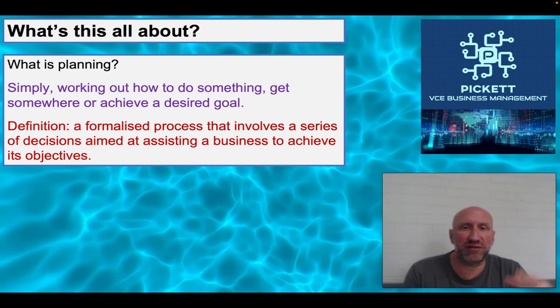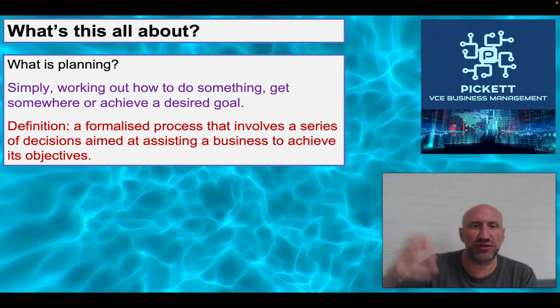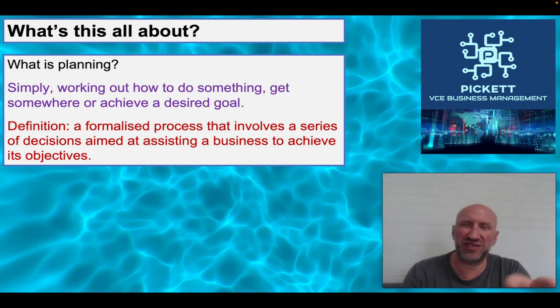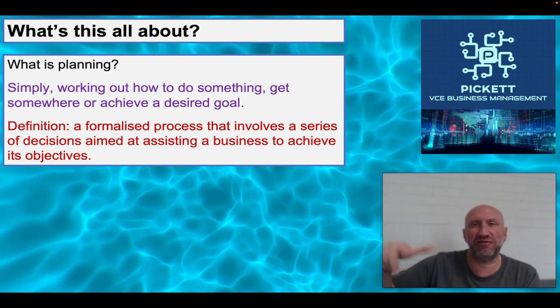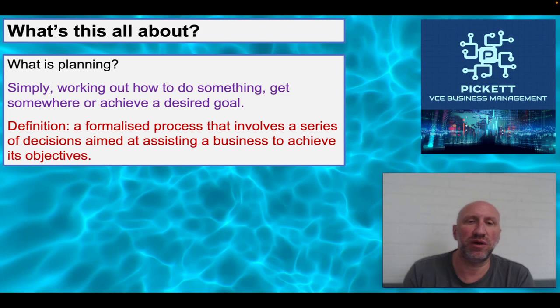Working out how to do something, how we're going to achieve our desired goal, okay? We have a goal in mind. How are we actually going to get there? We need to plan our actions, our strategies. So in terms of a definition, this is a good definition of planning, and you might need this at various points in the course as well. Formalized process involves a series of decisions aimed at assisting a business to achieve its objective. So if you think about that, that absolutely makes sense.